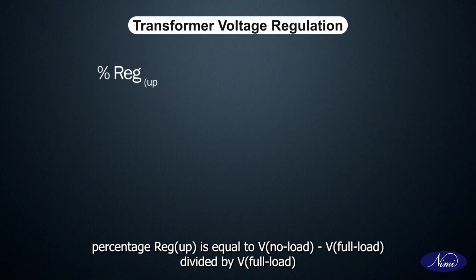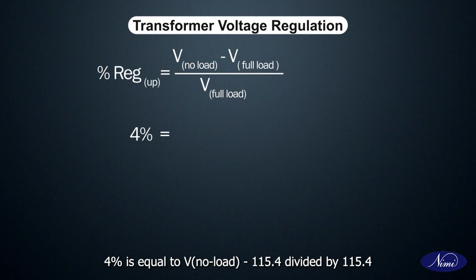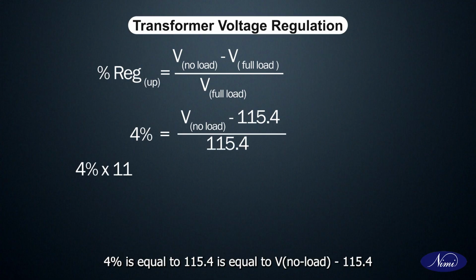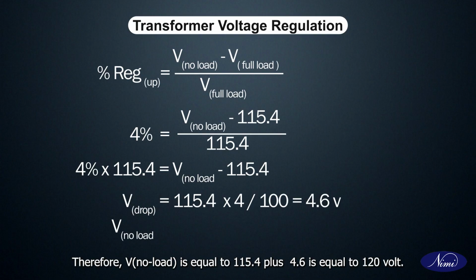Solution: percentage regulation is equal to V no load minus V full load divided by V full load. 4% is equal to V no load minus 115.4 divided by 115.4. 4% into 115.4 is equal to V no load minus 115.4. V drop is equal to 115.4 into 4 divided by 100, which is equal to 4.6 volt. Therefore, V no load is equal to 115.4 plus 4.6, which is equal to 120 volt.